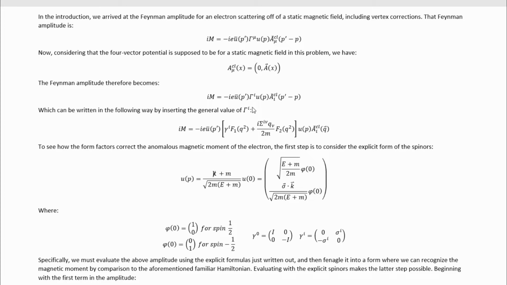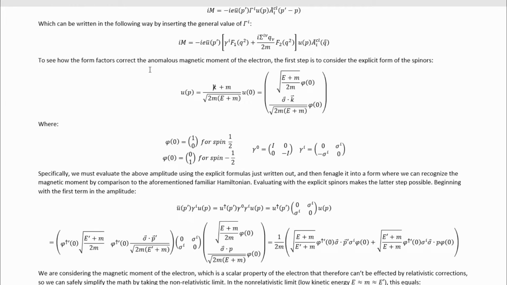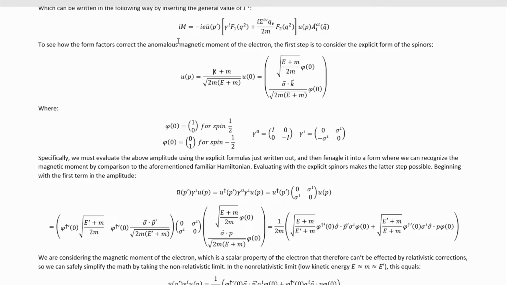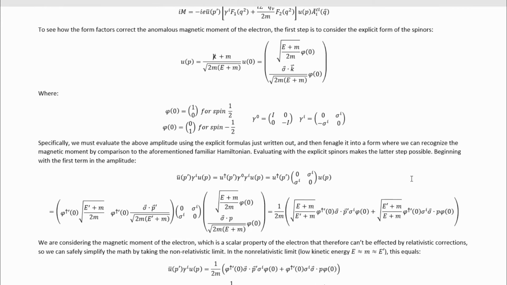We can then write this like this by substituting the expression for this in terms of the form factors that we found. Then, to see how the form factors correct the anomalous magnetic moment of the electron, the first step is to consider the explicit form of the spinors. Specifically, we must evaluate the above amplitude using the explicit formulas just written out, and then finagle it into a form where we can recognize the magnetic moment by comparison to the aforementioned familiar Hamiltonian. Evaluating with the explicit spinors makes the latter step possible.